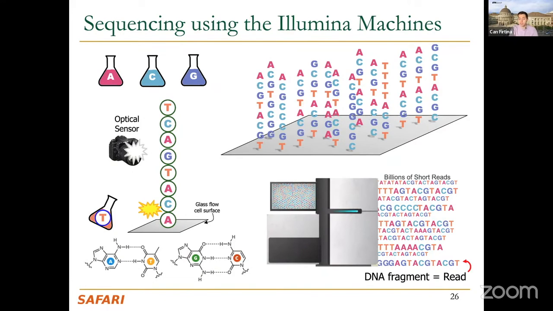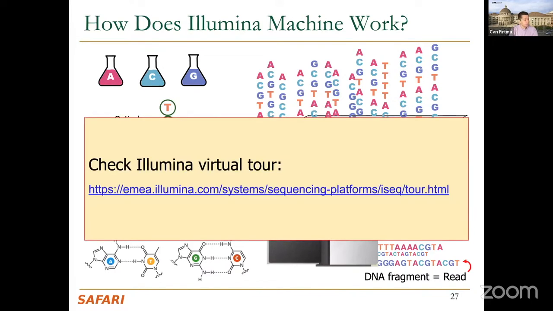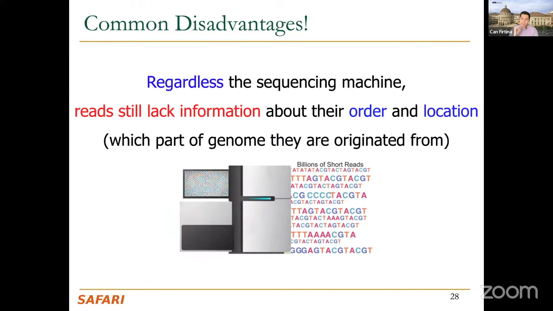So this is essentially the limitation in Illumina sequencing, and you can take a look at this link to learn more about Illumina sequencing. But again, all of these reads, regardless of whether they are short reads, which are around a few hundred bases, or longer reads, which can be around a few thousand bases, or even up to a million bases, are still fragments of a larger piece, for example, a full chromosome. So this means that regardless of the sequencing machine, these reads still lack the information about their order and location, because they are DNA fragments, right?